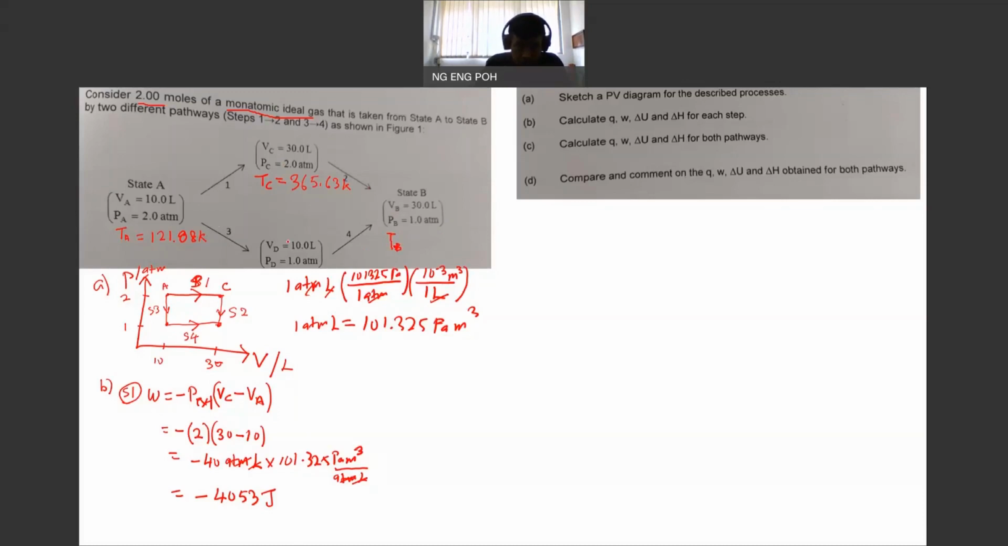And now this is for TB. TB equals PV over nR, so this is 182.82 Kelvin. This is TD, so this is 60.94 Kelvin.